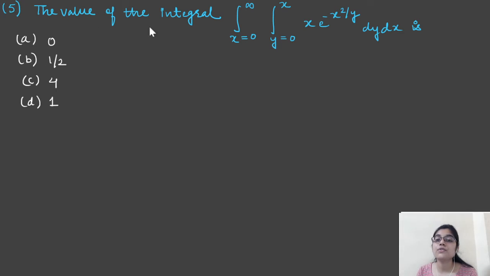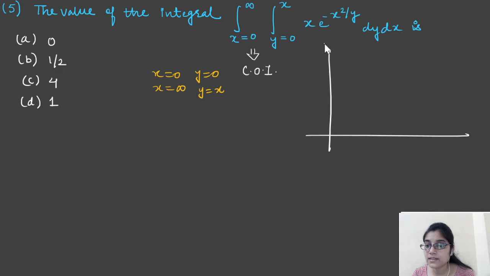So here what we have to do, we have to find out the value of this integral. So obviously we have to integrate initially with respect to y, because the limit of y is given in terms of x, but I cannot integrate e raised to the power minus x square by y. So what does this represent? That this problem is of change of order of integration. What I'll do, I'll keep the limits, then I'll draw the region of integration. So x is from 0 to infinity and your y is from 0 to x. So we'll just draw the region.